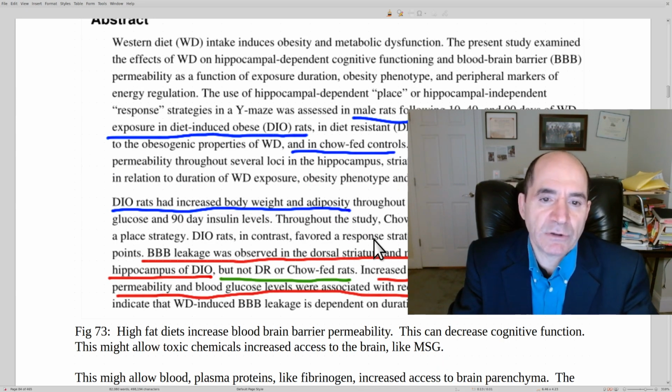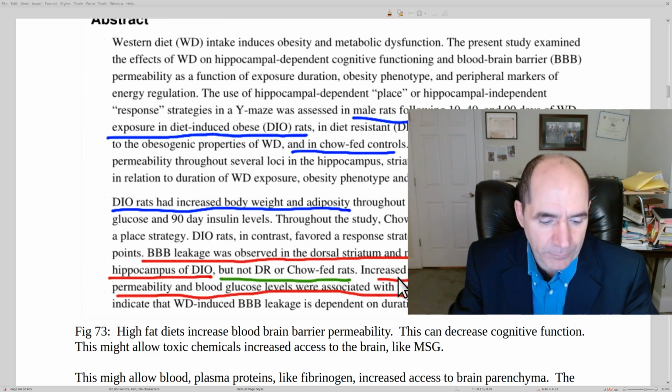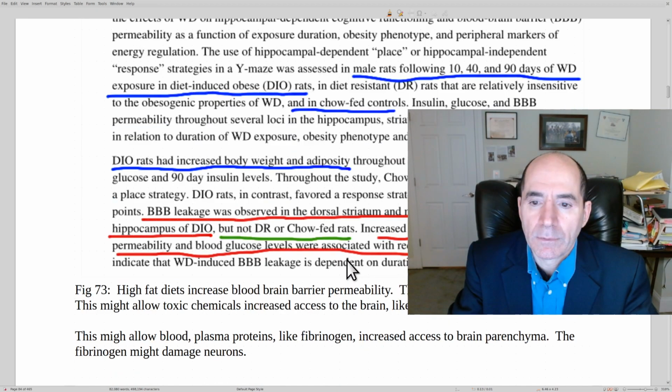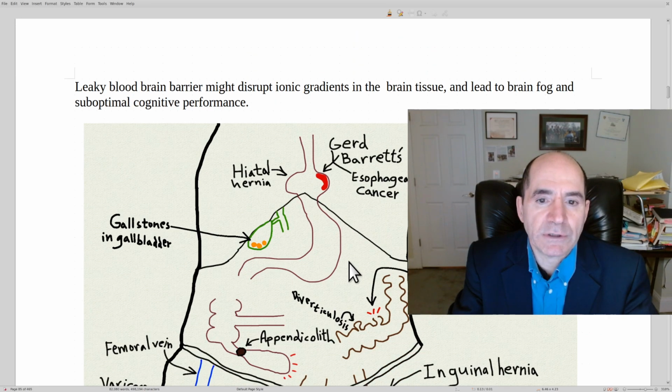So this is basically showing that when fed high-fat diets, they have a tendency to develop hippocampal blood-brain barrier permeability. But that's really bad because your hippocampus is your memory center. And so if you're having increased blood-brain barrier permeability at that location, that means more toxins are getting access to your hippocampus and potentially going to damage those neurons. You can also get blood clotting proteins through there, okay?